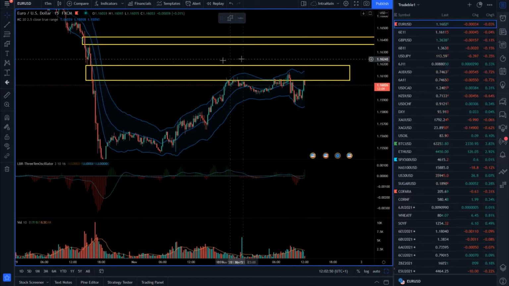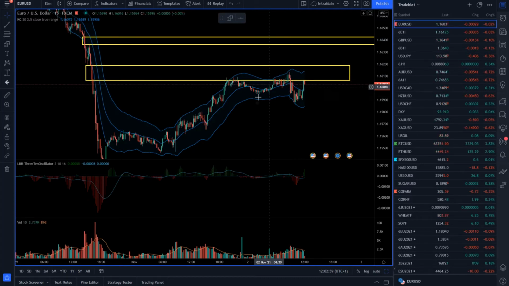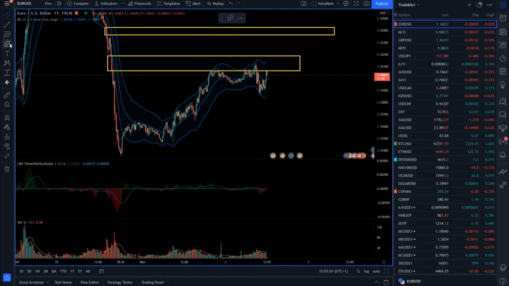So for me, as long as this area can hold, and as long as this area can hold as well, 1.1645, and this area and the high at 1.1620, this is good for potential more downside moves, right? For more downside moves.